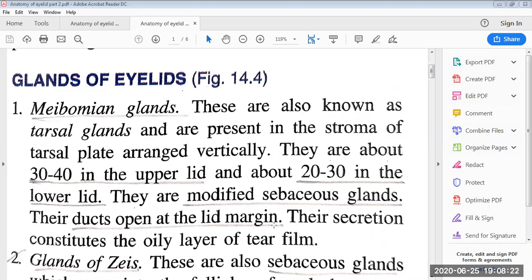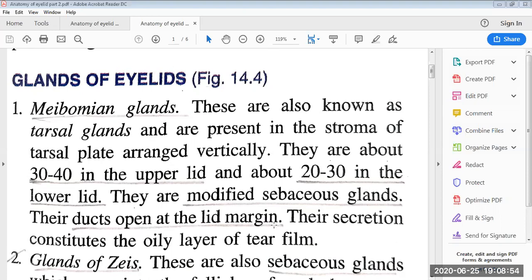In the previous session, we discussed the anatomy of the eyelids. We discussed the gross anatomy of the eyelid, the layers of the eyelids, what the 7 layers of eyelids are, and what the different structures present in the eyelids are. There was a detailed description with diagrams and everything. So in this session we'll discuss the glands of the eyelids.